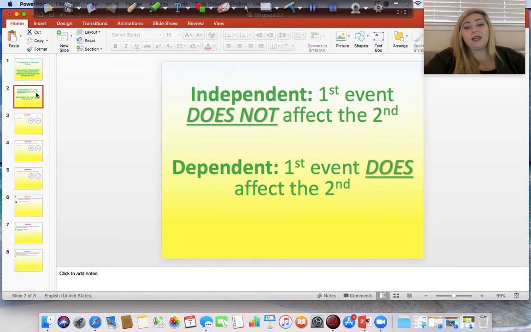Independent is when the first event does not affect the second event. A dependent event is when the first event does affect the second event. Okay, and we'll show you some options of both of those. In the first three, we are going to be showing the independent events, and the next three will be the dependent events.